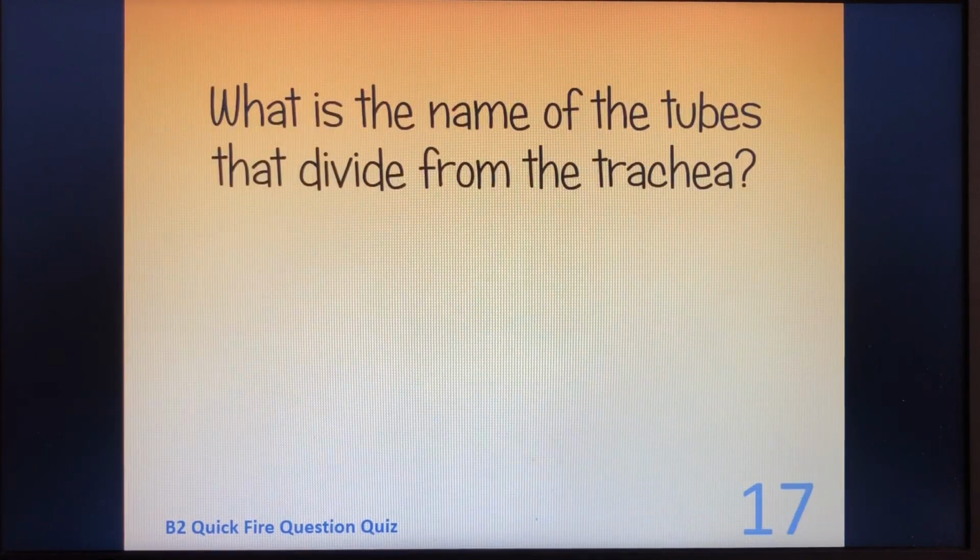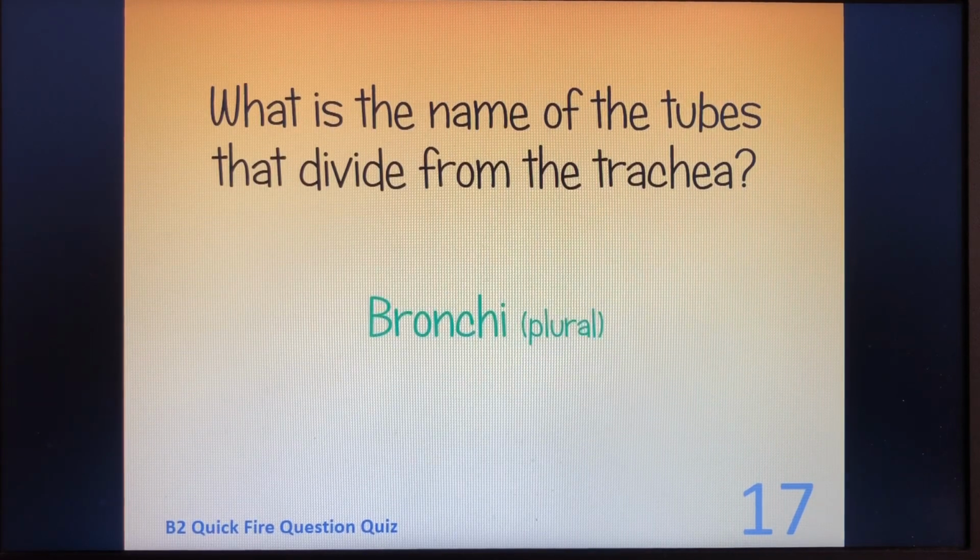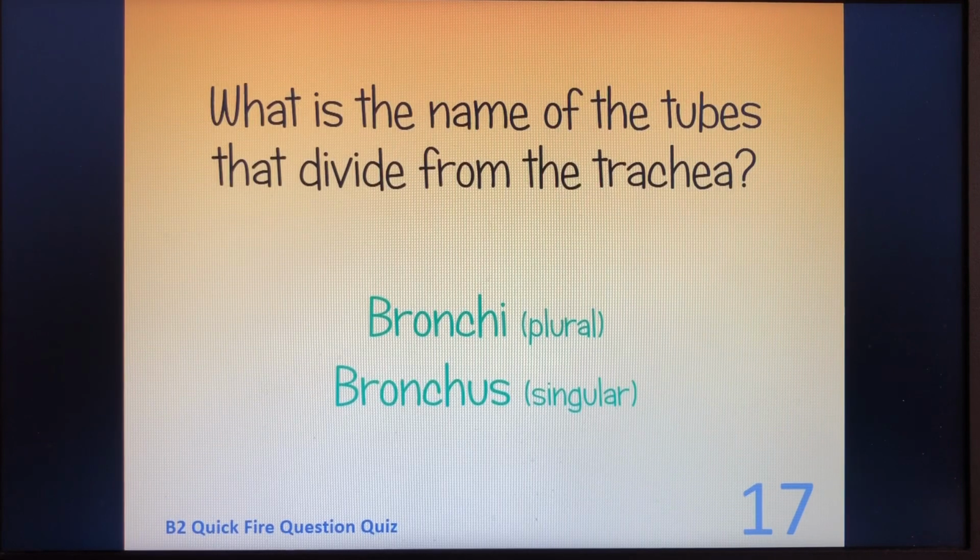Question 17. What is the name of the tubes that divide from the trachea? So the trachea is the scientific name for the windpipe, and when they split to go into each lung, what is the name of that tube? And the answer is the bronchi, if we're talking about both of them, and the bronchus, if we're talking about one of them.